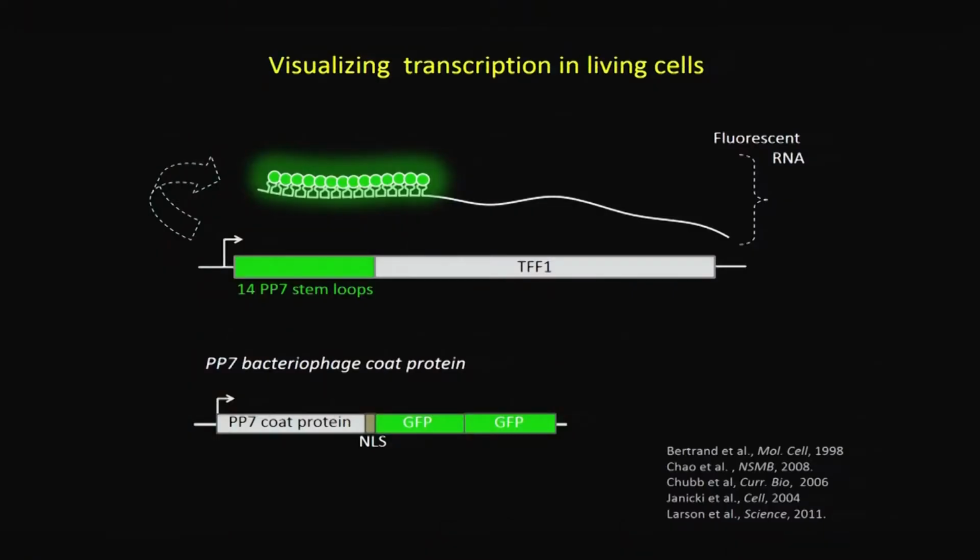This is a fairly old technique now. It was originally developed by Rob Singer in the late 90s. And it consists of inserting into the gene of interest a DNA cassette which codes for RNA hairpins. When these hairpins are transcribed, as you see here, this phage coat protein, which is labeled with a fluorescent protein, binds the hairpins, and now you have a fluorescent RNA.